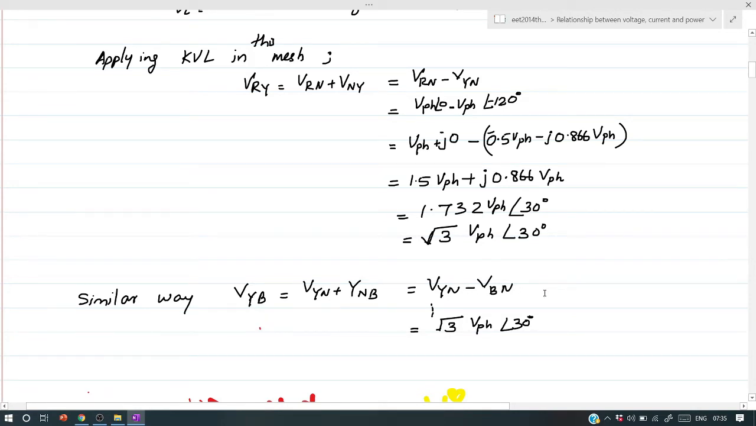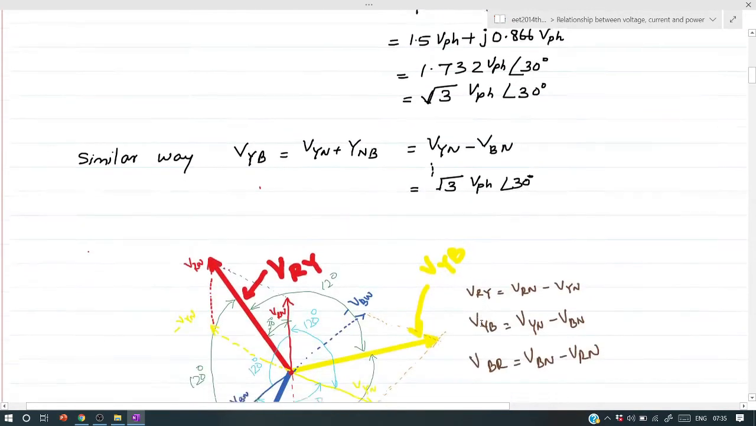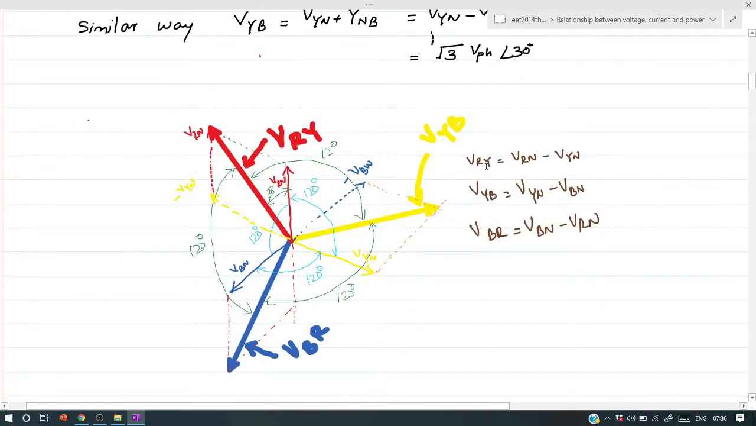VBN by an angle 30 degree. So that is clear in this phasor diagram. So VRY is equal to VRN minus VYN. VYB is equal to VYN minus VBN. Then similarly, VBR is equal to VBN minus VRN.